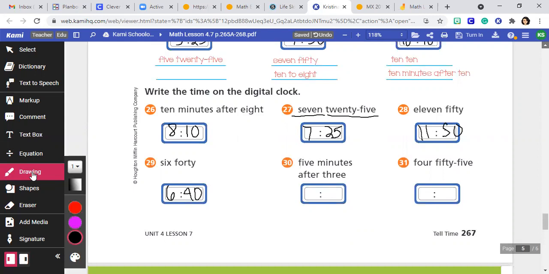30, 5 minutes after 3. This is one of those turnaround ones. It's telling you that the hour is 3 o'clock. And it's 5 minutes after. So you don't just write 5. Notice that all up here, there are 2 digits, 2 digits, 2 digits, 2 digits. I have to have 2 digits. So we need 0 as a placeholder, 3:05. Or one of the ways we would say that is 3:05. Number 31, 4:55. Straightforward. The hour is 4 o'clock. 55 is the minutes.